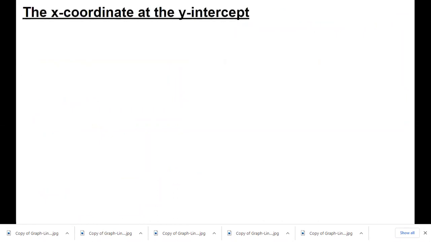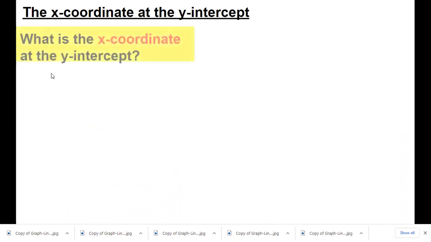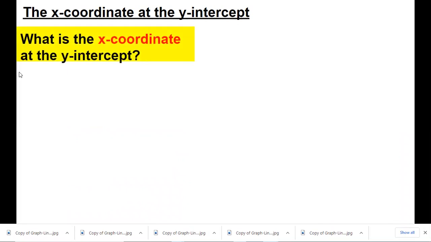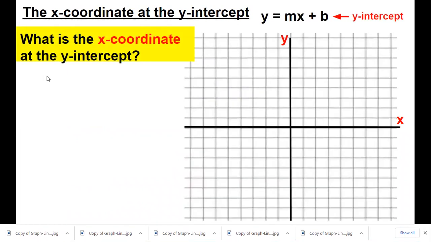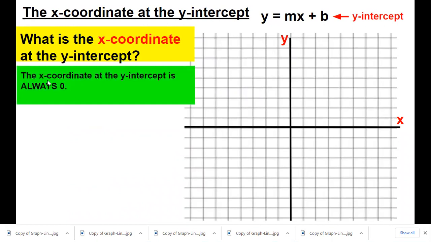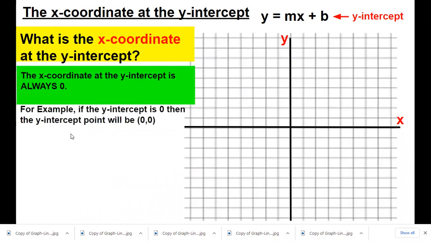The x-coordinate at the y-intercept. What is it? Well, what is the x-coordinate at the y-intercept? Do you know? Let's take a look at a graph. The x-coordinate at the y-intercept is always 0. For example, if the y-intercept is 0, then the y-intercept point will be (0, 0), right?